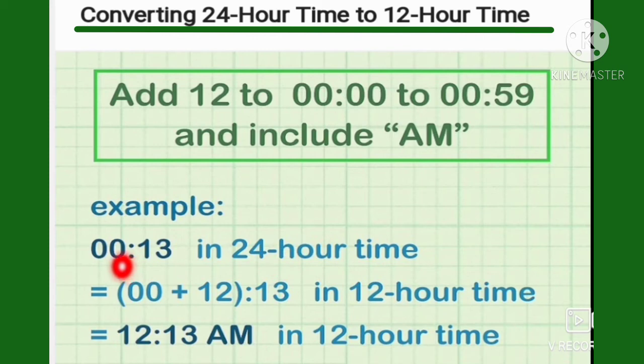So, here we are going to convert this into 12-hour time. For that, we have to add 12 to 00, and for the minutes, leave them as they are. Don't change the minute digits. So, there is no change in minutes. So, the time is 12 hours 13 minutes AM, which represents the signifier AM.